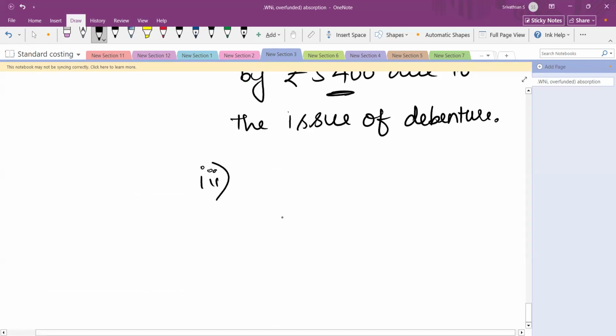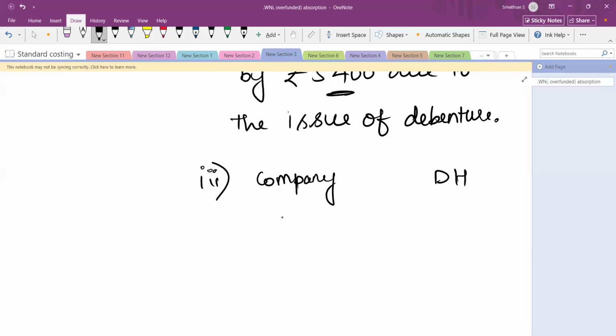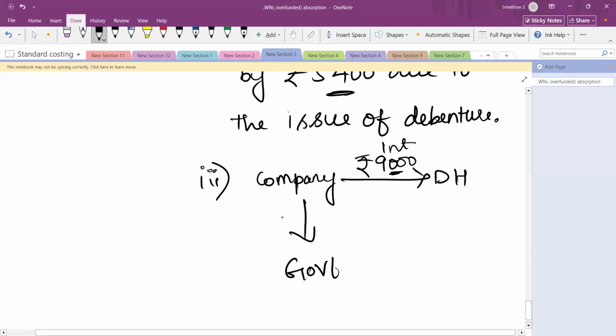Third point. Let's say the company is here. Debenture holders are here. The company paid rupees 9,000 interest to the debenture holders. Now, because of paying this 9,000 rupees interest to the debenture holders, the company is saving a tax of rupees 3,000 rupees. The company is paying 3,000 rupees less amount of tax to the government, right?